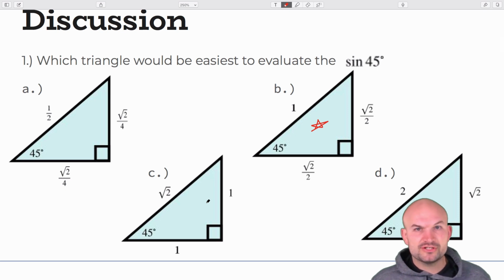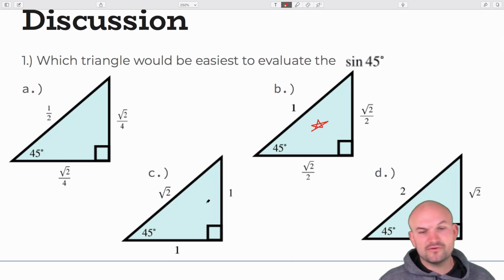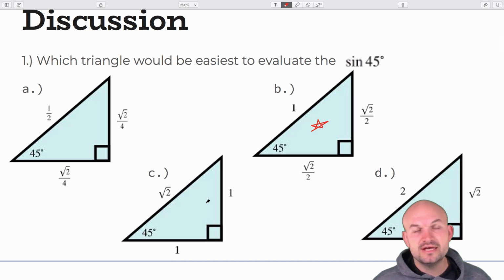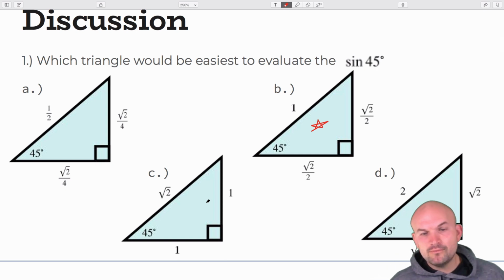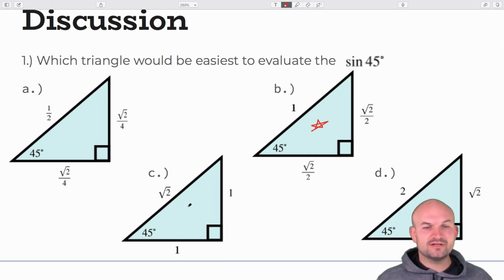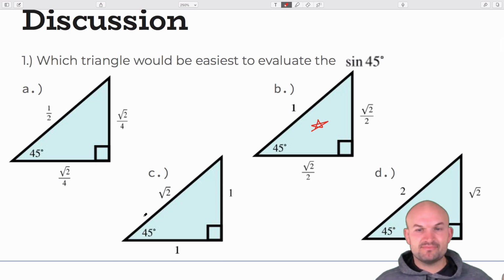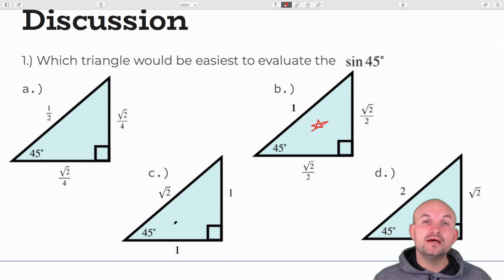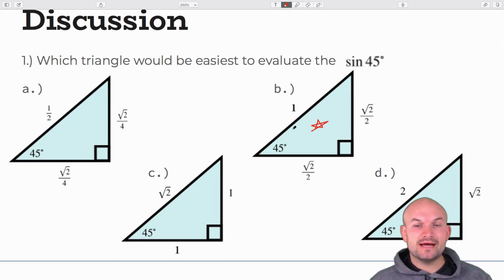Now, on day one, we had some problems where we wanted to evaluate the sine of 45, cosine of 45, and tangent of 45. So we asked which side lengths would make this the easiest. On day one, we decided that triangle C was going to be the easiest because the two legs were 1 and 1. For that day, it was probably the easiest based on what we knew. However, what we're going to use today is the 45, 45, 90 triangle where the hypotenuse is 1.